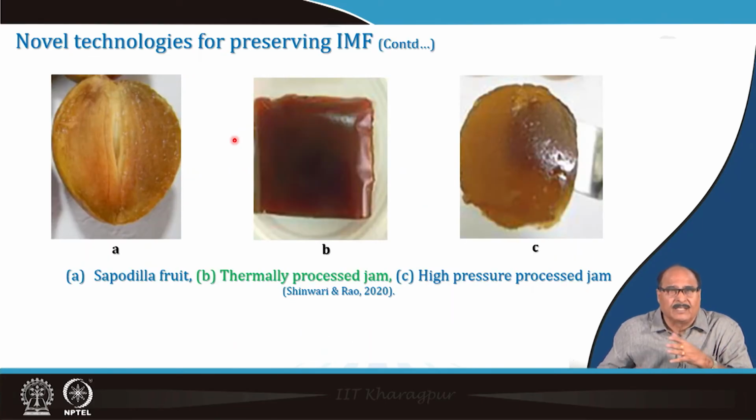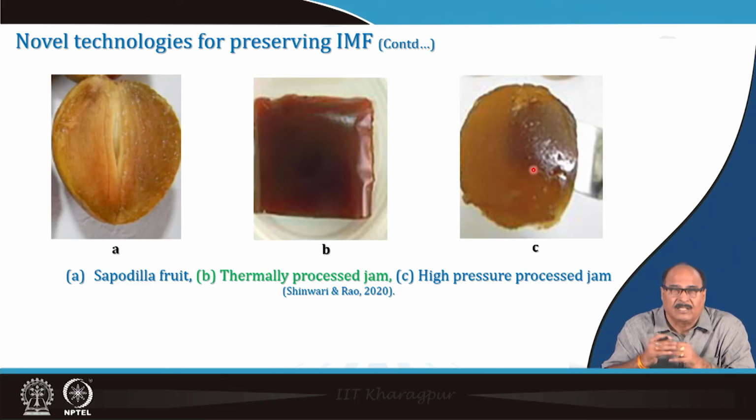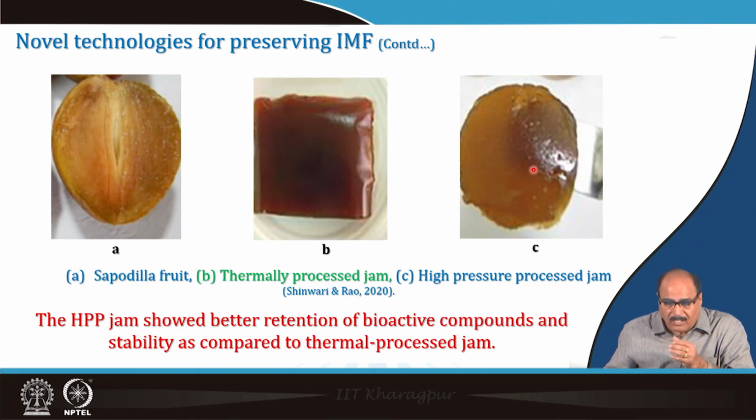Okay. You can see here the sapodilla fruit, and this is the thermally processed jam of sapodilla, and this is the high pressure processed jam. So, check the difference in its color and other attributes. High pressure processed jam showed better retention of bioactive components as well as stability as compared to thermally processed jam.